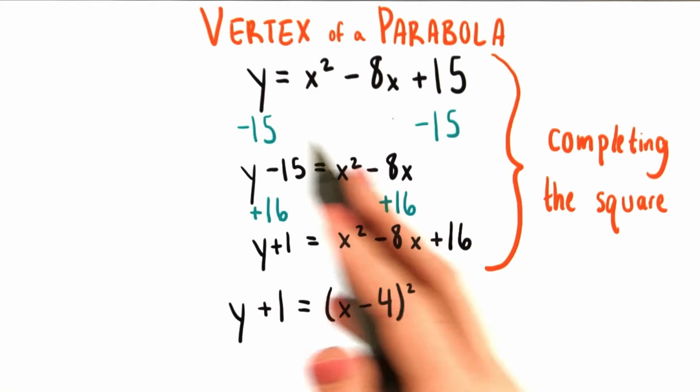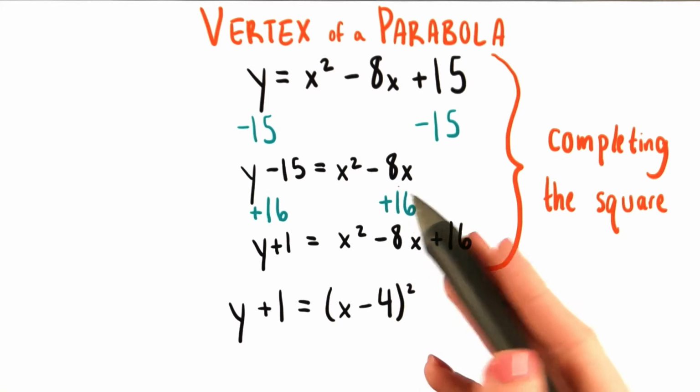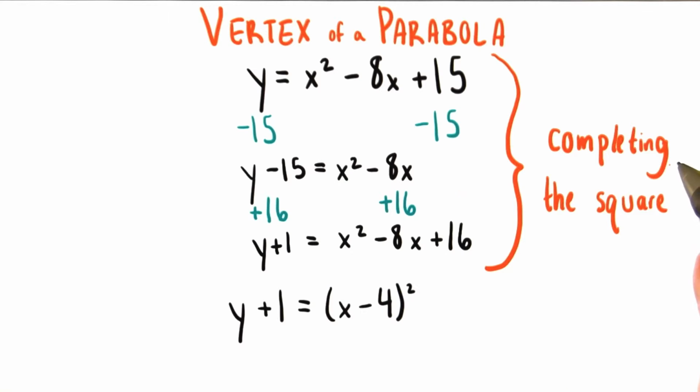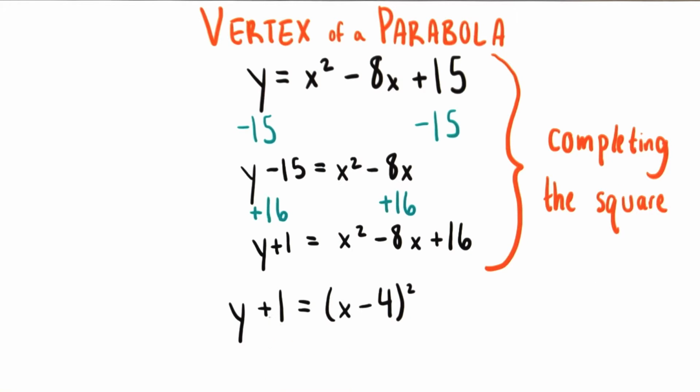Now, we don't technically have to move the 15 away from the right-hand side to do this, but I think that it makes dealing with these two terms on their own a little bit easier, since we don't have anything else to look at on the right side. So completing the square is a crucial part of transforming equations of parabolas from standard form into the form where we can see the vertex.